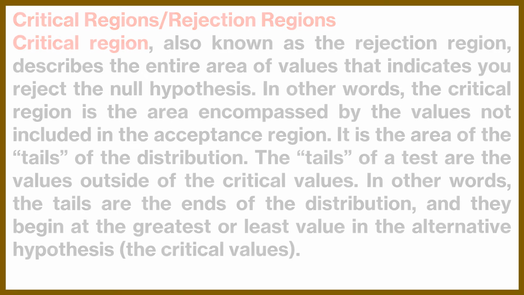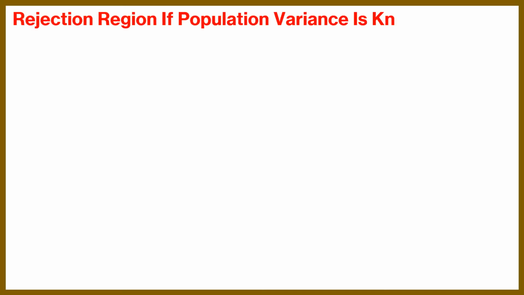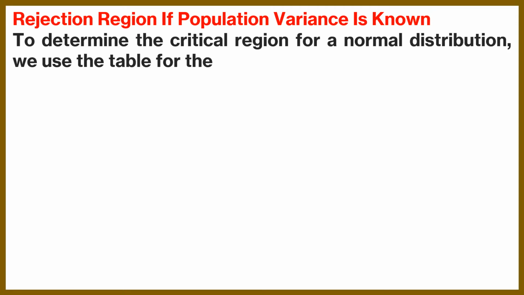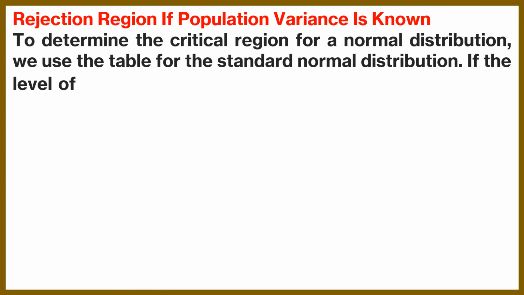Para saan ba yung critical value? So yung critical value kasi nagdi-divide sa rejection region at sa acceptance region. Okay, so yun yung magiging kanilang common side or common end. The rejection region when population variance is known. So to determine the critical region for a normal distribution, we use the table for the standard normal distribution.